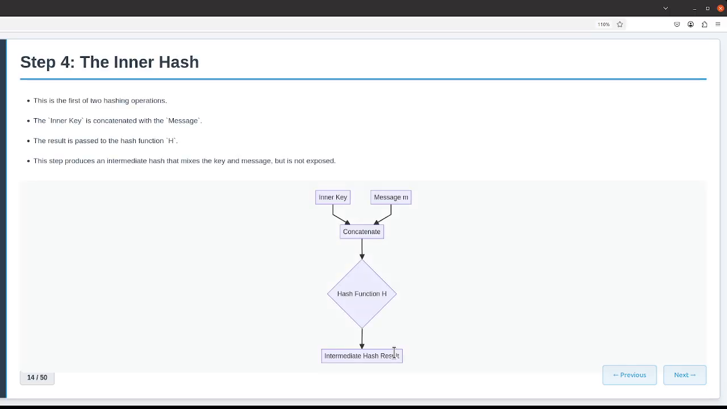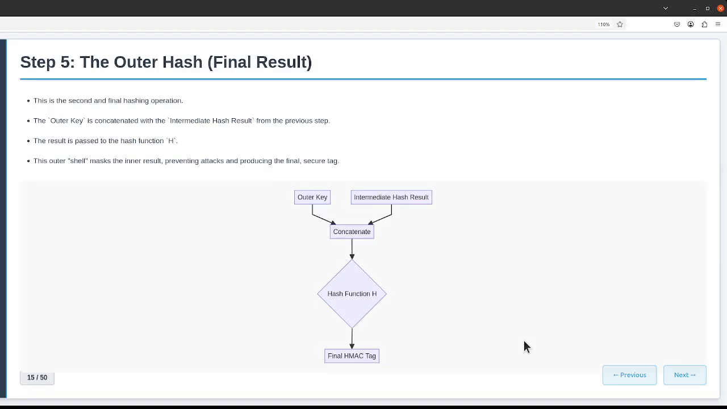The inner hash. We are now ready for the first of our two hash calculations. We take the inner key we just created, K XOR IPAD, and concatenate it with the original message M. We then feed this entire string into our chosen hash function H. The result of this operation is an intermediate hash value. This hash value mixes the information from the key and the message together. However, as we saw with the naive H(K, M) approach, this value alone is not secure. It is just a temporary result that we will use as the input for the final, outer hash.